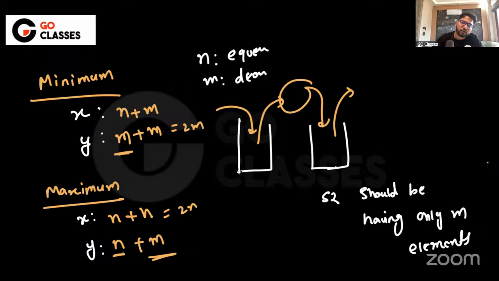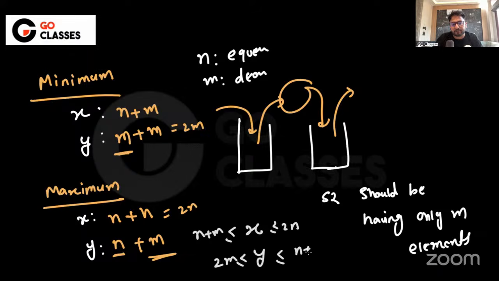Okay. So now you can say x minimum is basically n plus m. Maximum it is 2n. For the y, you can say minimum 2m and maximum it can go till n plus m. Okay.